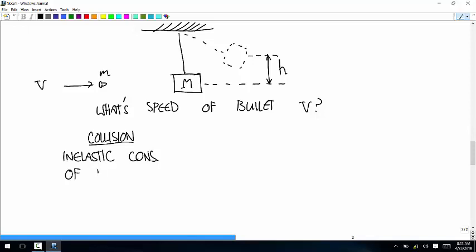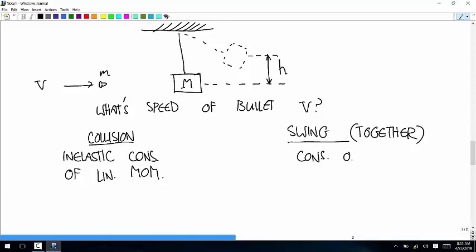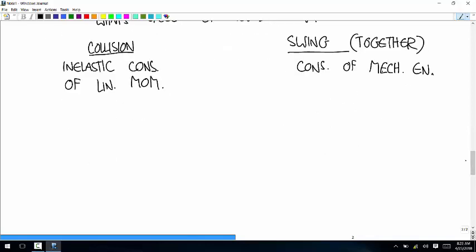Inelastic conservation of linear momentum. Yeah. And then after that, the two things together swing up to that maximum height. And that's conservation of mechanical energy. I'm going to work it backwards, just because it goes a little faster that way. So first I'm going to do the swing.